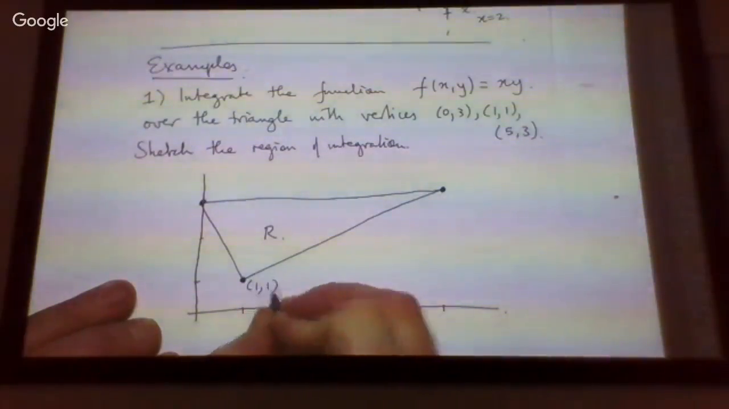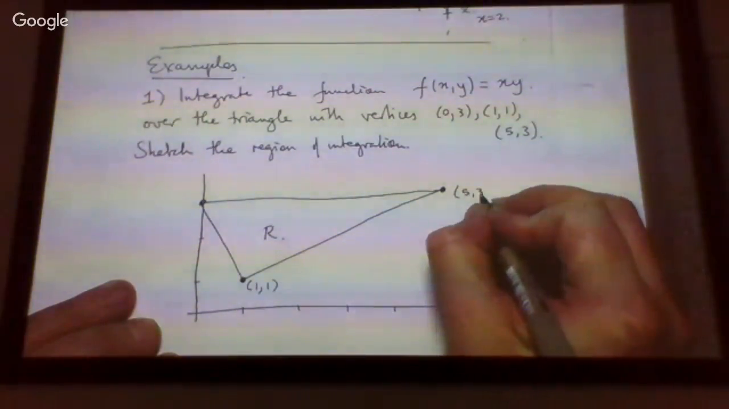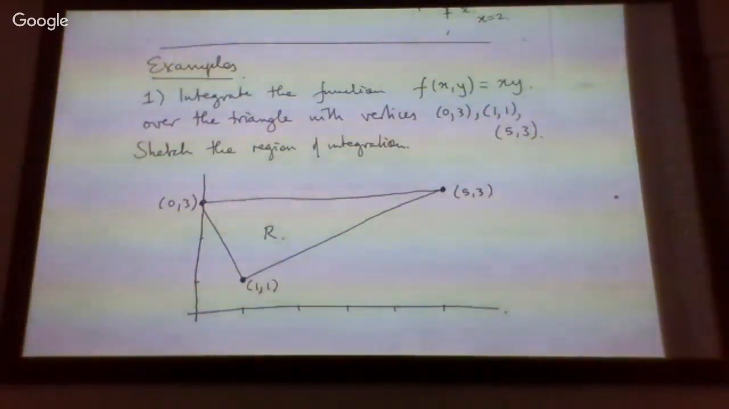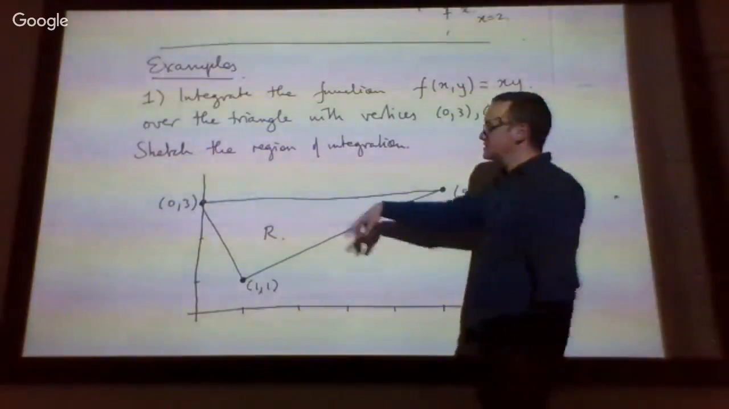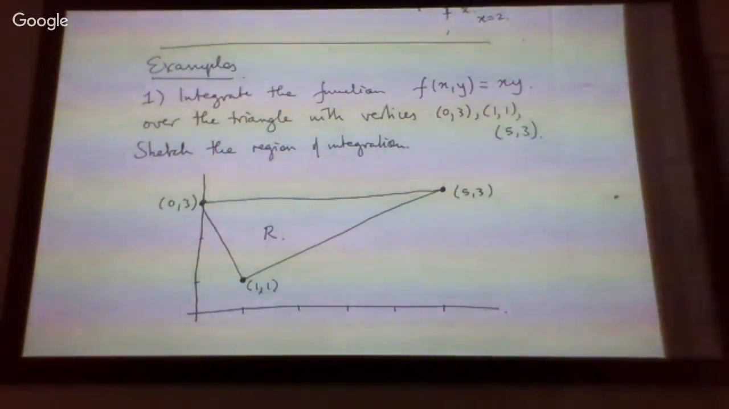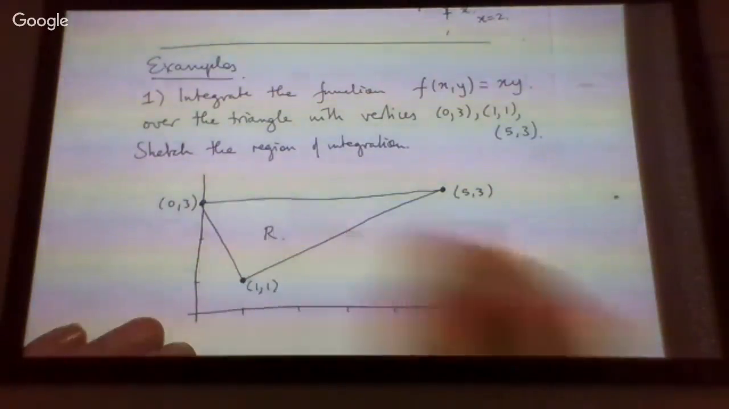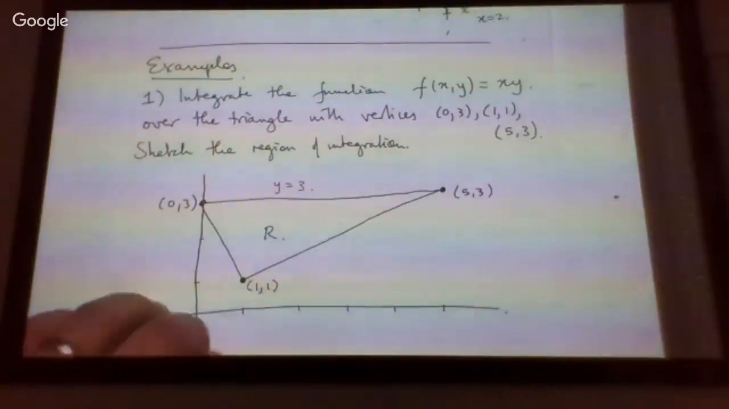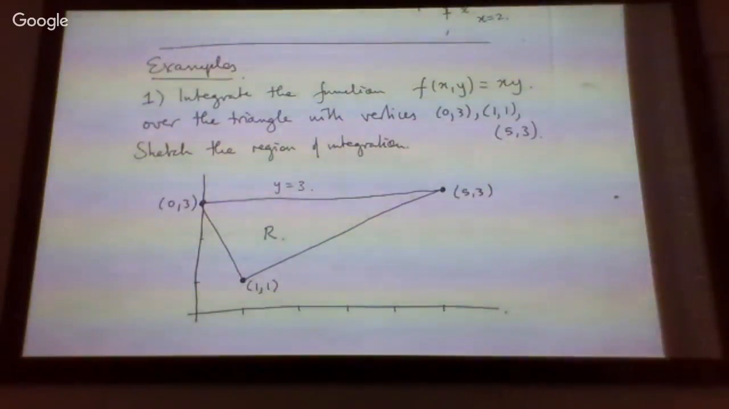Now, there are 3 boundary lines there, and it may indeed be useful to know what they are. Well, the top one is easy. The top one is just a horizontal line at y equals 3. That's the equation of that curve.